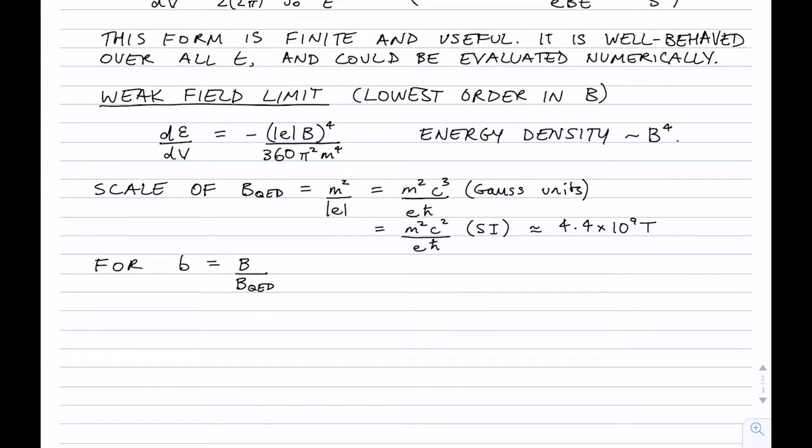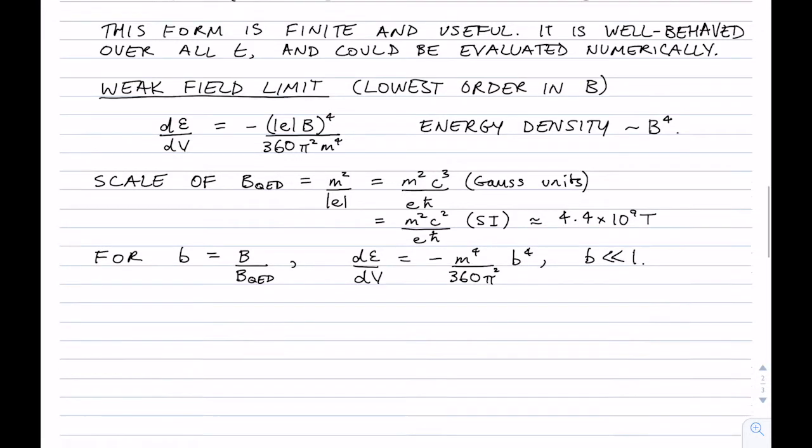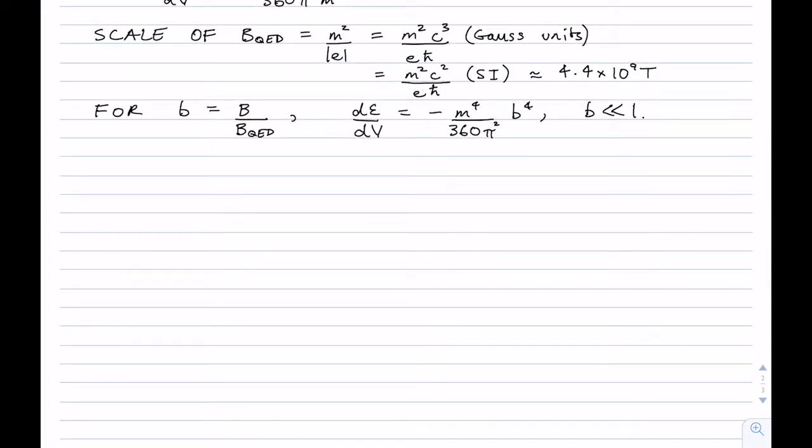we can rescale the magnetic field to the natural scale for this problem, then I would write here that the energy density is minus m to the 4 over 360 pi squared b to the power of 4. And that's only true when b is much smaller than 1, in the weak field limit. Okay. Next, let's do the strong field limit.